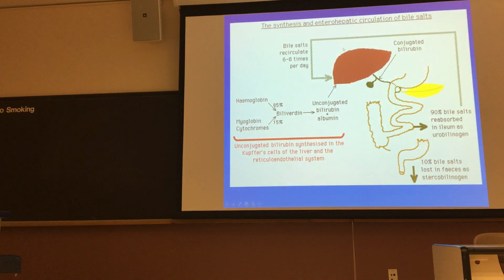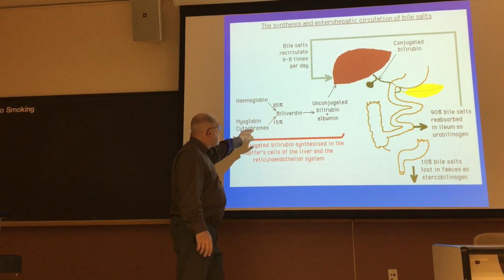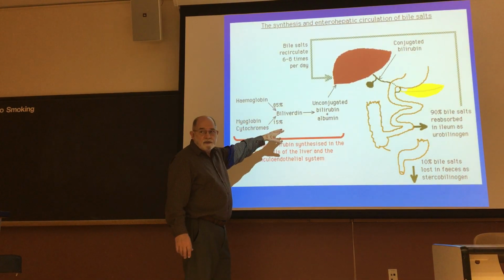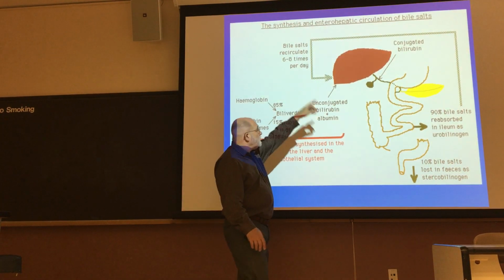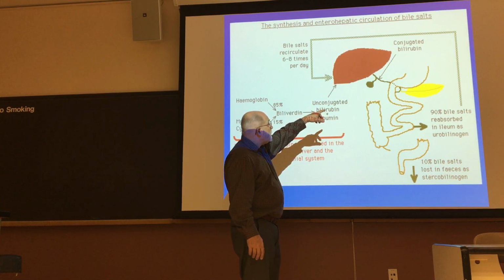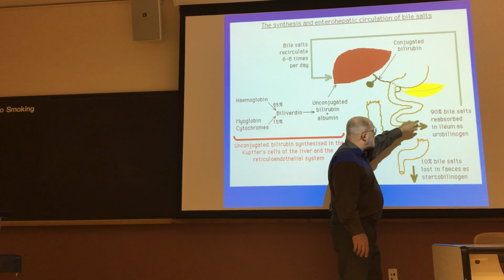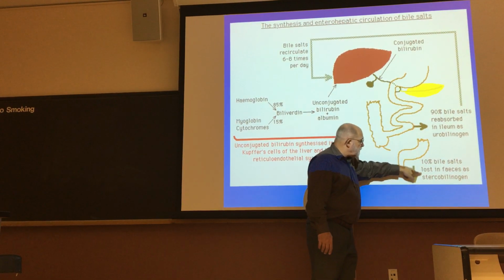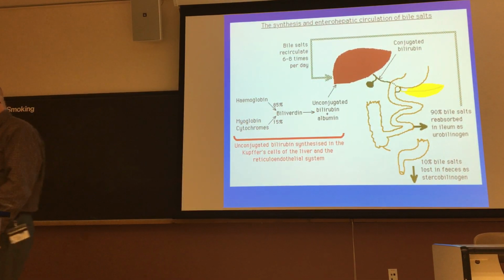This is essentially the same picture, but it's drawn regarding biliverdin and bilirubin, the breakdown products of heme, from hemoglobin, red blood cells. And it's showing you the passage, the enterohepatic circulation, and showing you that about 90% of these bile salts are reabsorbed in the ileum as urobilinogen, and about 10% are lost in the feces. So there's a lot of breakdown going on.